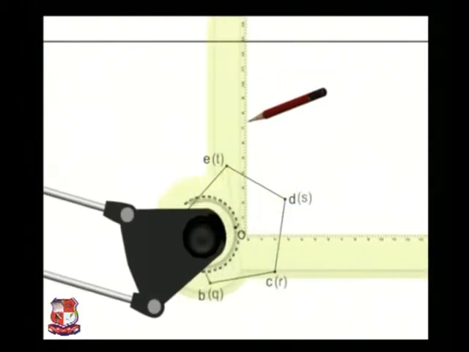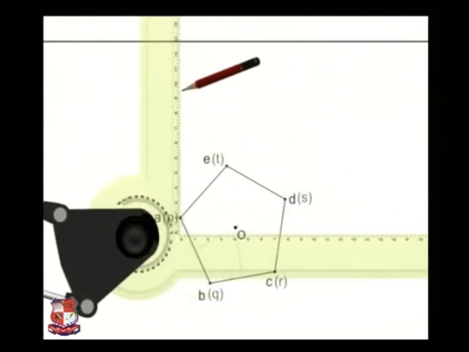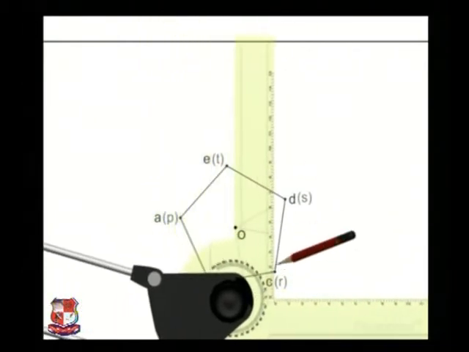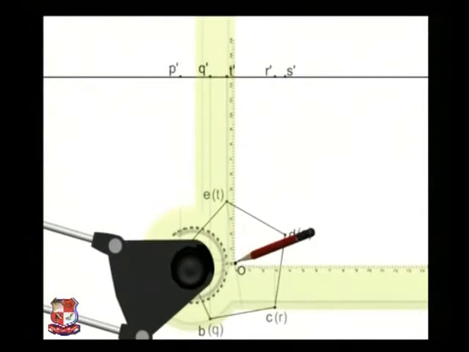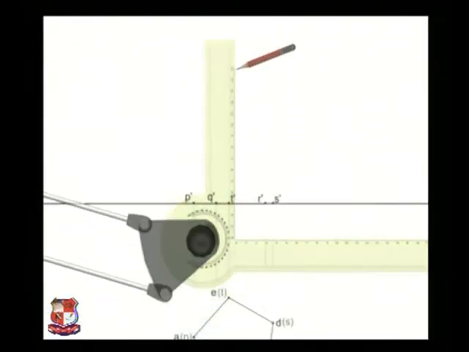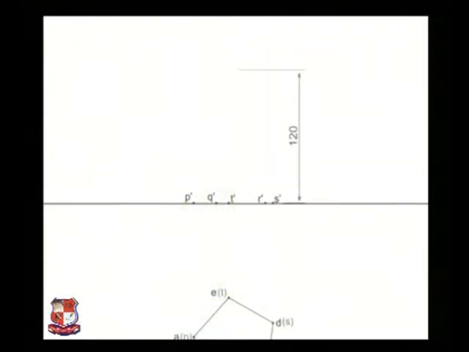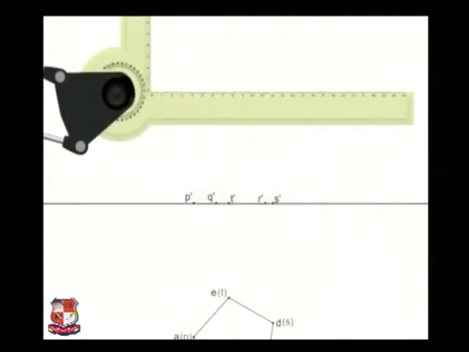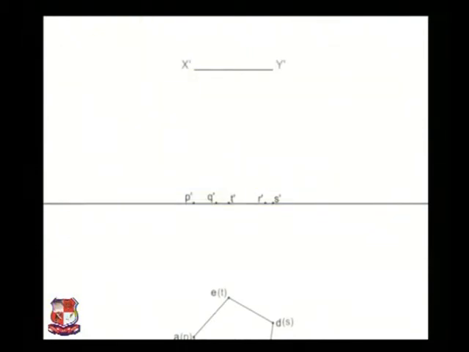From the endpoints of the pentagon, generate vertical projectors. Their intersection points with line XY form the base of the prism. Now, extend a projector from the center O long enough to represent the 120 mm height of the prism. Then draw line X dash Y dash parallel to XY at a distance of 120 mm.